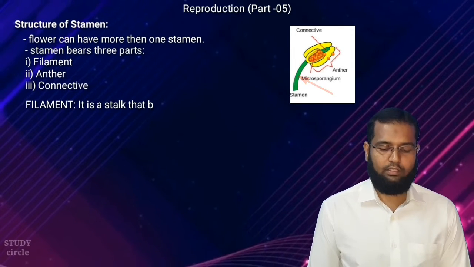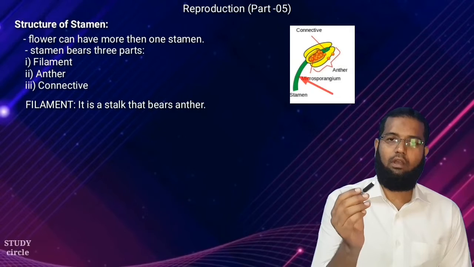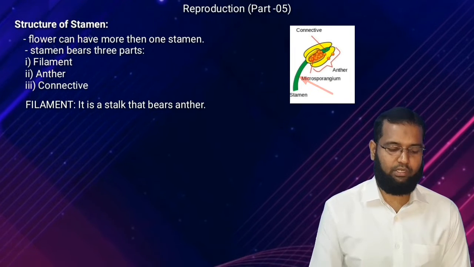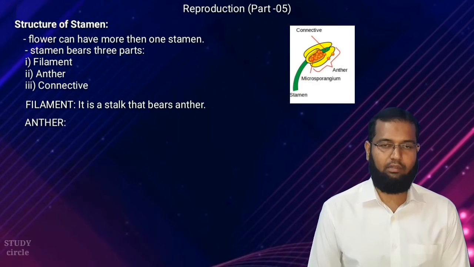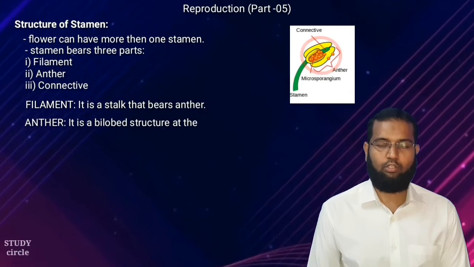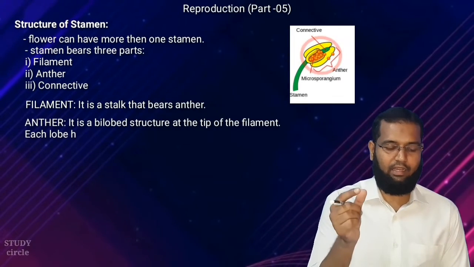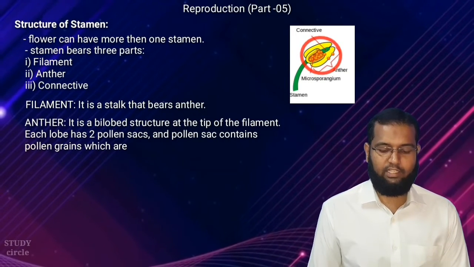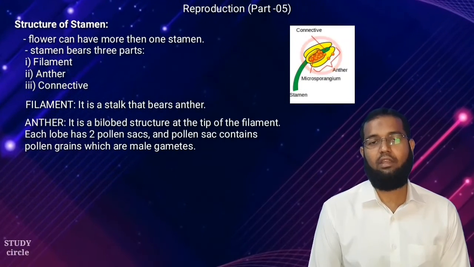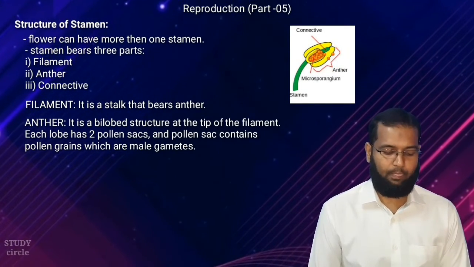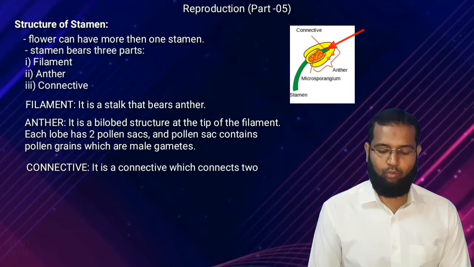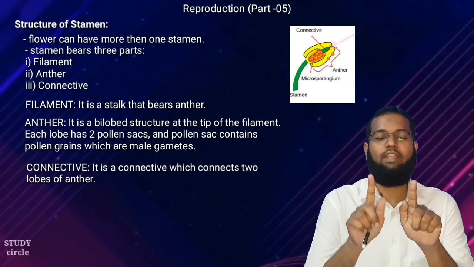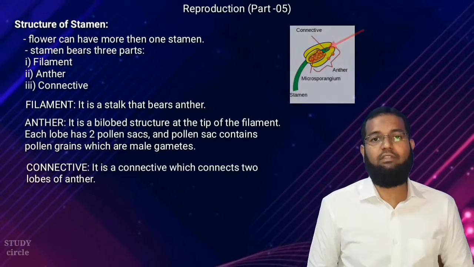Filament is a stalk that bears the anther. The hair-like structure which you are seeing is called the filament. On this filament you will see a bilobed structure, which is called the anther. The anther is a bilobed structure exactly at the top of the filament. Each lobe has two pollen sacs, and a pollen sac contains pollen grains, which are nothing but the male gametes in a flower. Connective connects the two lobes of the anther.